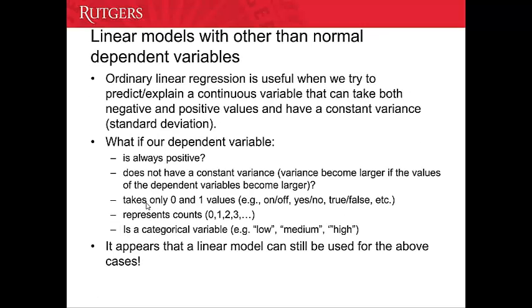Simple linear regression is very useful when we try to predict and explain some continuous variable that can take both negative and positive values. And also we have the constant variance. But what if we have a dependent variable that always takes a positive value, like a price or an age? In those cases, how do we solve this problem? And what if our dependent variable doesn't have constant variance, and the variance becomes larger if the value of the dependent variable becomes larger? And what if the dependent variable always takes two values? We use 0 and 1 to represent the two values, like on, off, yes, no, true, false.